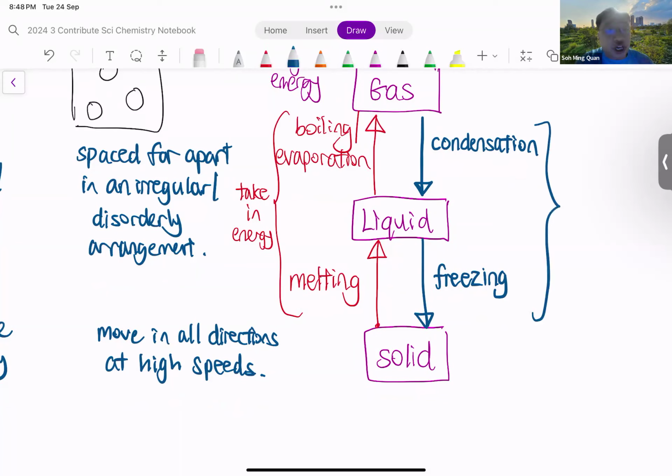Whereas condensation and freezing is the reverse. Because the energy level goes down, that means energy is actually released. They release or give out energy to the surroundings. Okay, so you do need to know which processes take in energy and which processes give out or release energy. So these are the two different sets of processes. Remember, if you are going up, solid, liquid to gas, you take in energy. If you are coming down, gas to liquid to solid, you release or give out energy. Okay?